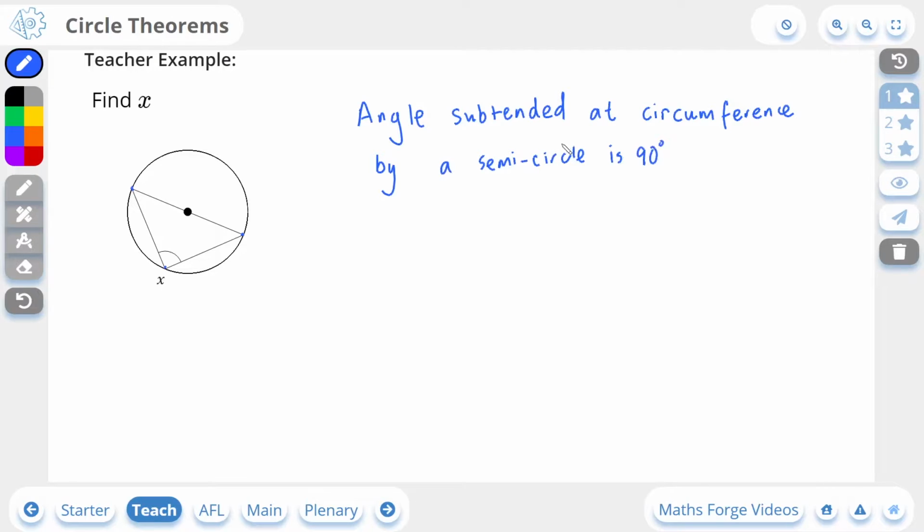The angle subtended at the circumference by a semicircle is 90 degrees. So if you have a triangle within a circle and all 3 corners of the triangle are touching the circumference of the circle, and one of the sides of the triangle is the diameter of the circle, then this angle over here is 90 degrees. Now we don't know what these 2 angles are, but we know that this angle here facing the center of the circle is 90 degrees. So I'm going to go ahead and say x is equal to 90 degrees. And if we check our answer, there it is.